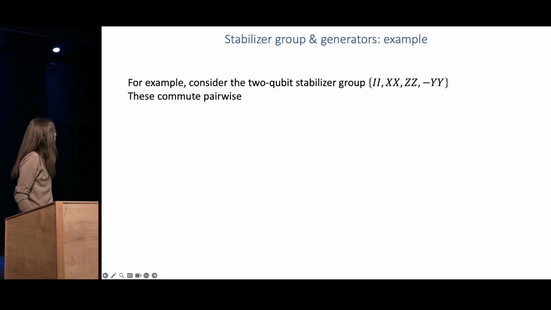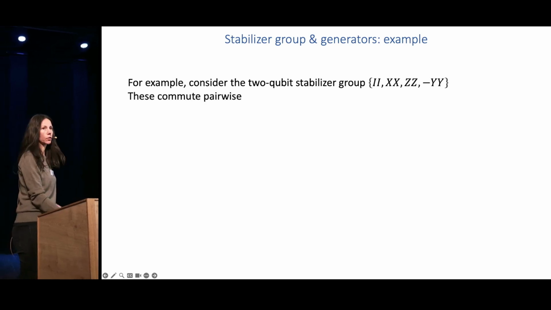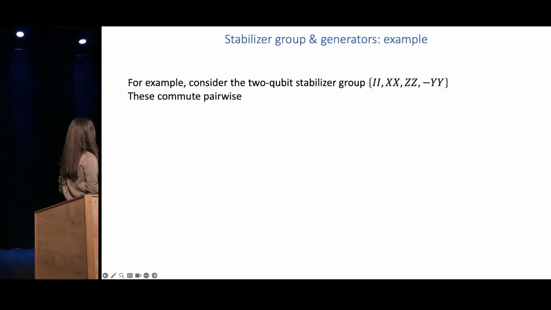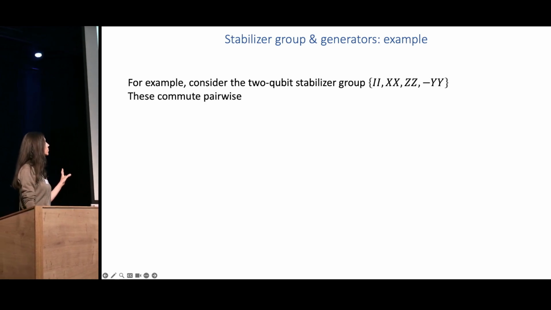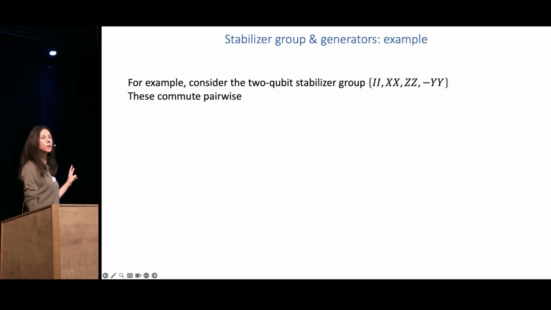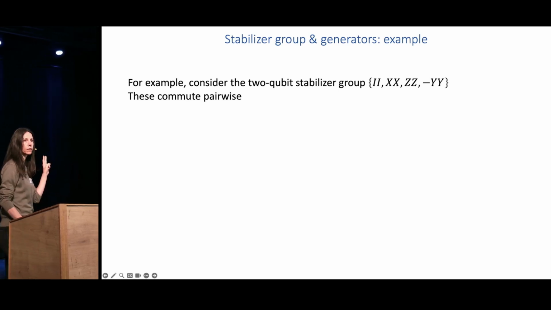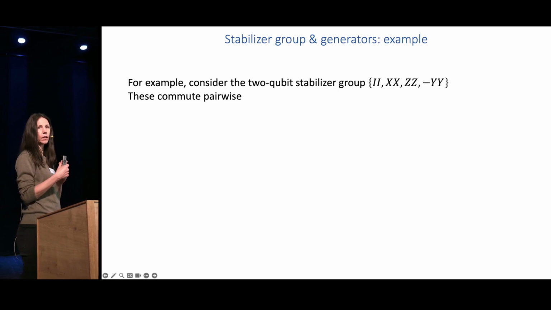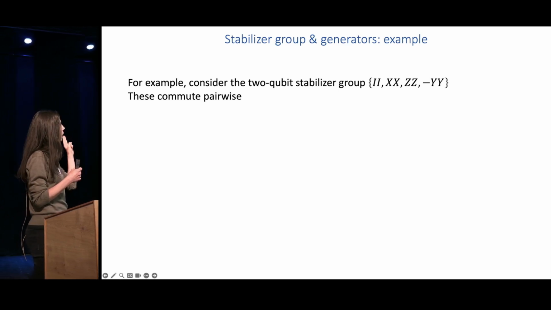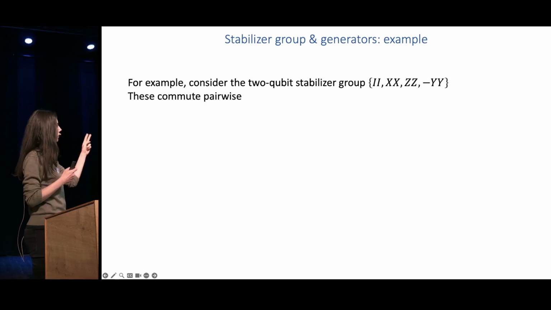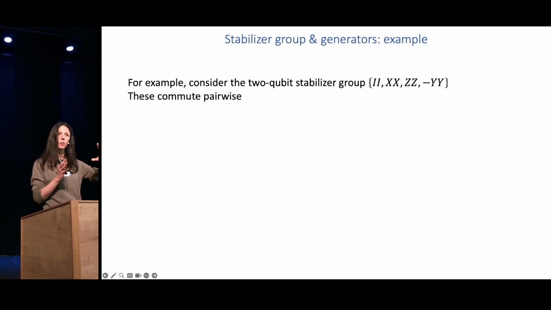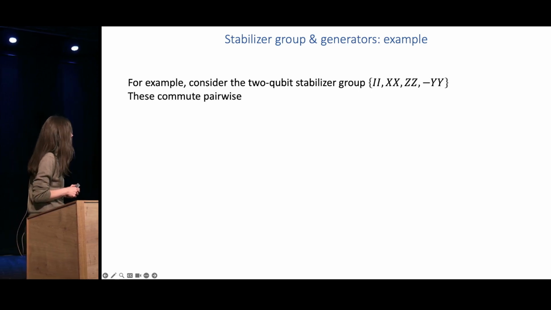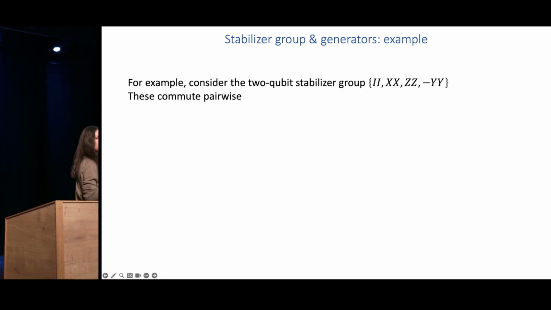All right, so let's look at a particular example, especially if you're not familiar with this. It always helps to look at an example. Let's consider the particular stabilizer group of 2 qubits that looks like identity tensor identity, right? I need the identity. XX, so this notation just means X tensor X. So it's a 4-dimensional matrix. ZZ, Z tensor Z, and minus YY, right?